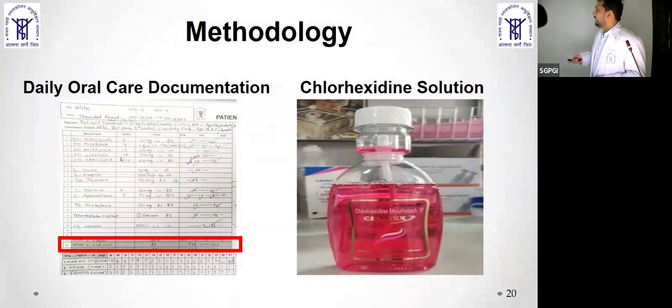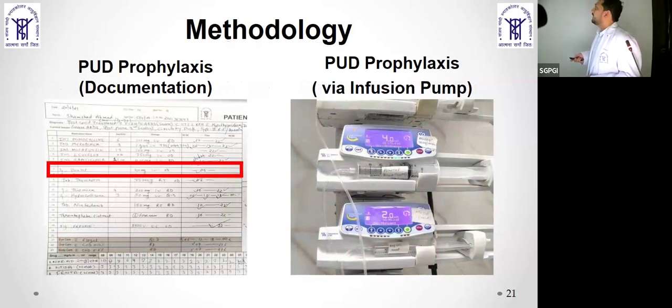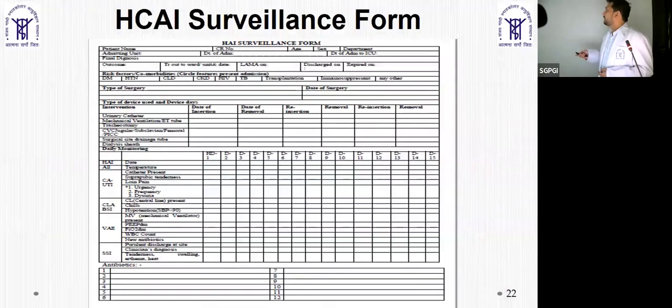As you can see, there is oral care with 0.5% of chlorhexidine, and here is the chlorhexidine solution that has been displayed. In peptic ulcer disease prophylaxis, observation was made on medical record, like Pantop is being displayed here, and infusion pump was also observed.